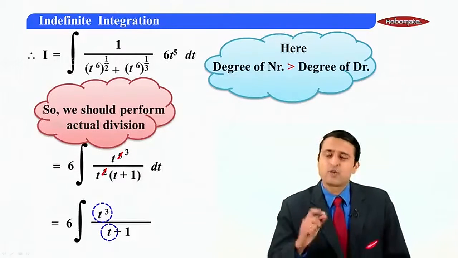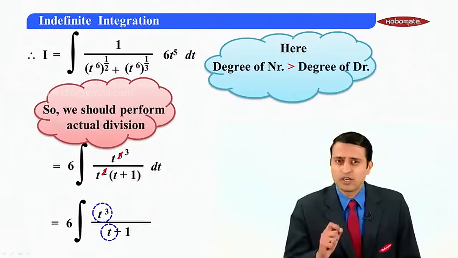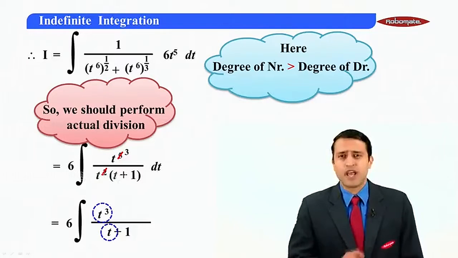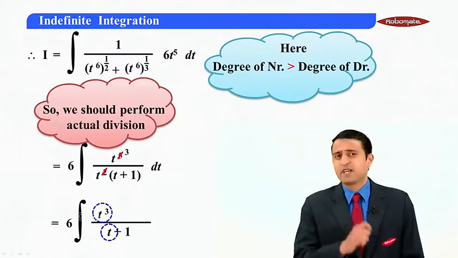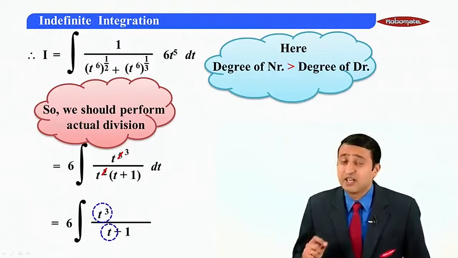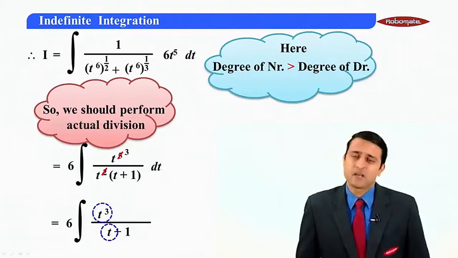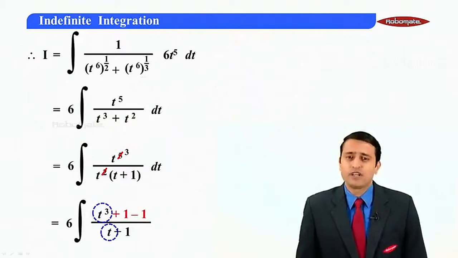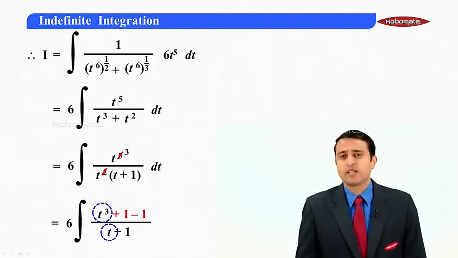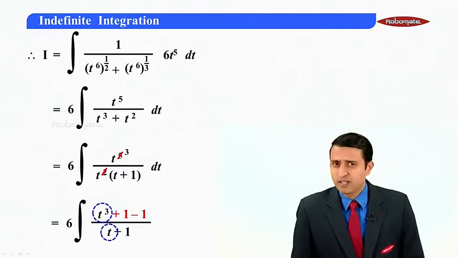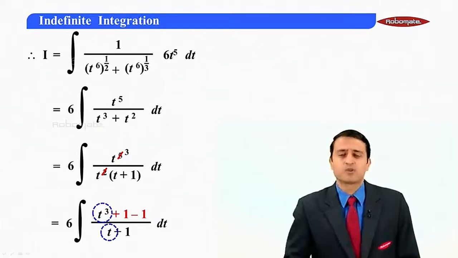Actual division means t cube will be treated as a dividend and t plus 1 will be used as a divisor. But my dear students, in this case, it is easier to solve by adding and subtracting 1. So what we'll do here is add and subtract 1 in the numerator. And you may wonder why so, or how does it help? Let us see that also.